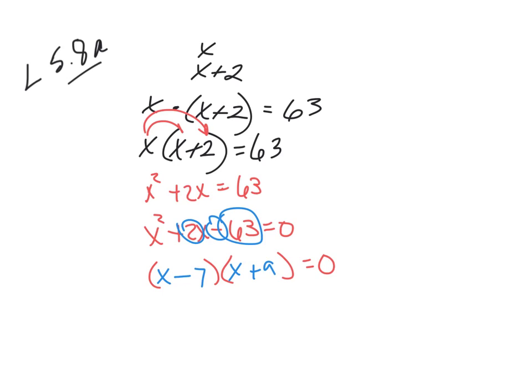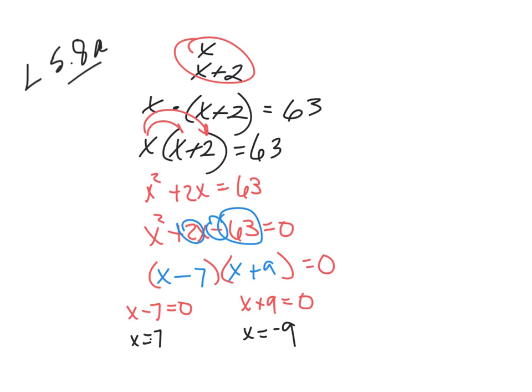So that works, but that hasn't told me what x is, and that's what I'm looking for here. So x minus 7 equals 0, and x plus 9 equals 0. It works better to split these up into two different equations, solve those, and then I'm done. So x equals 7, and x equals negative 9.